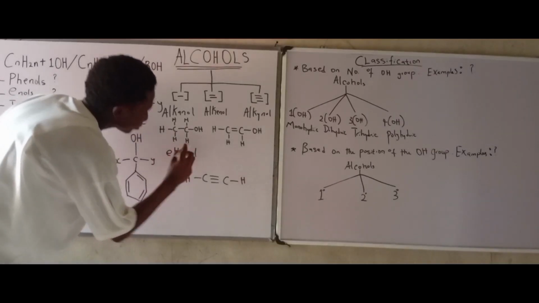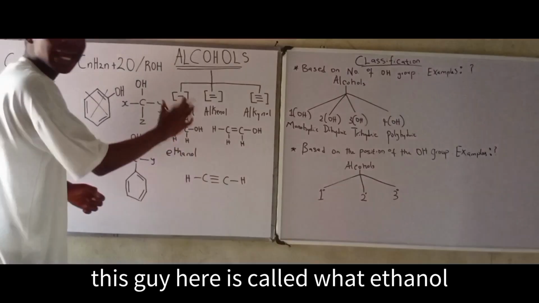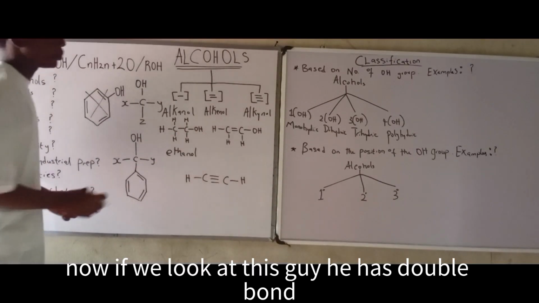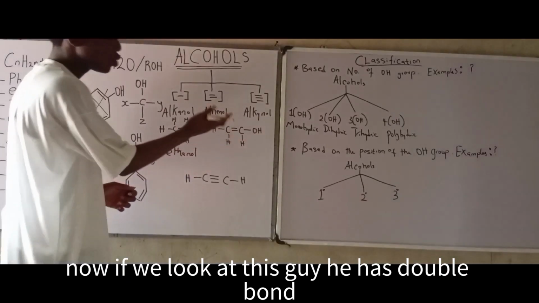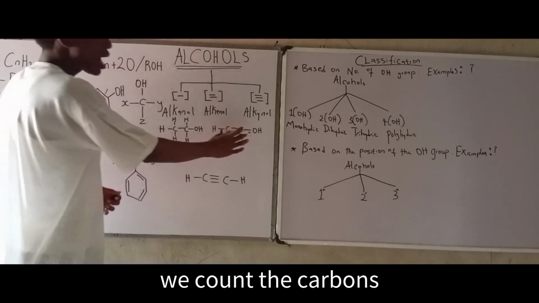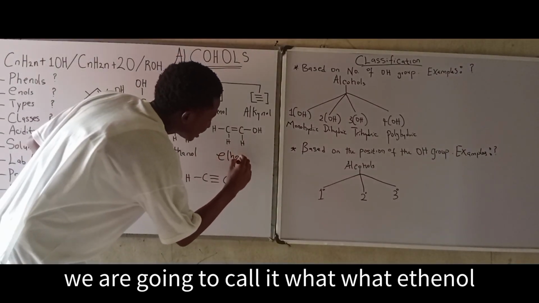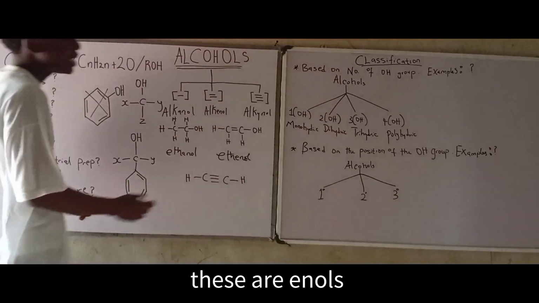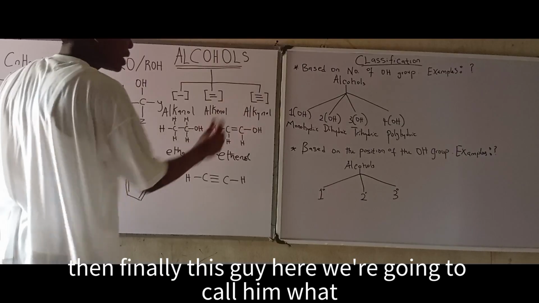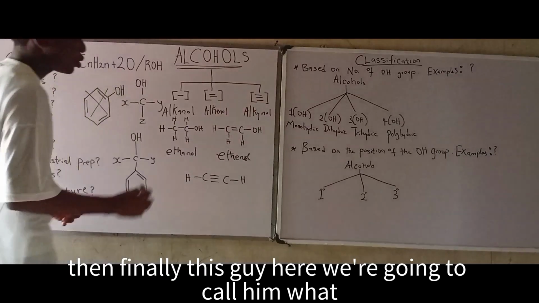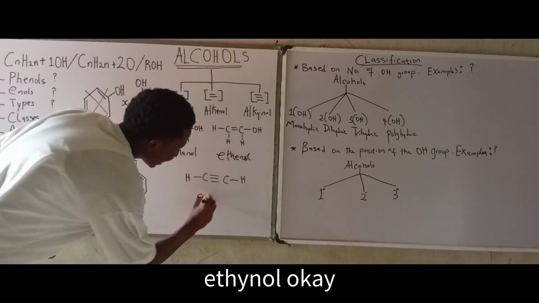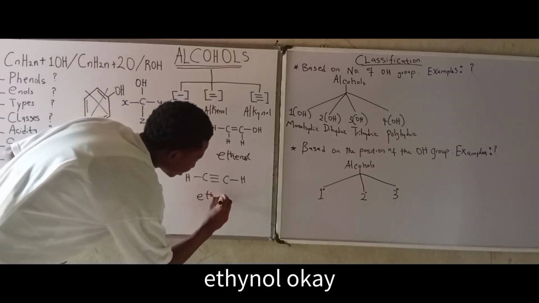Ethanol. This guy here is called what? Ethanol. Now, if we look at this guy, he has a double bond. What are we going to call it? We count the carbons. We are going to call it ethenol. These are enols. Then, finally, this guy here, we are going to call him what? Ethanol.